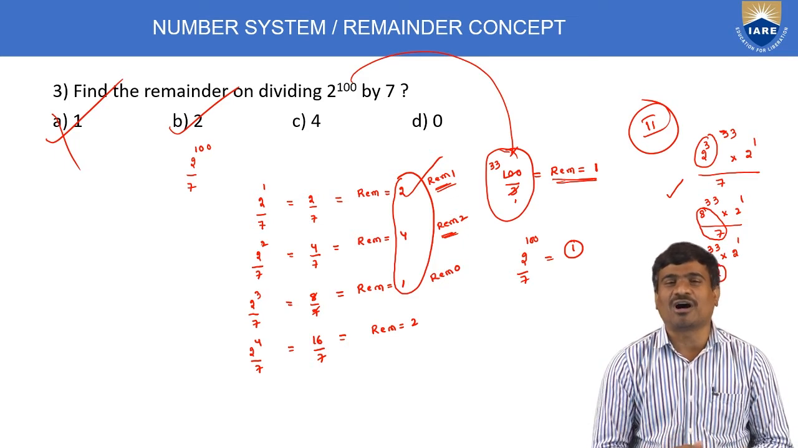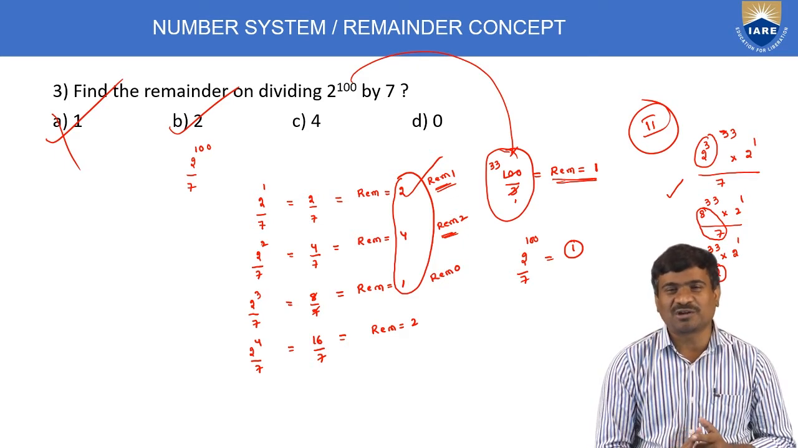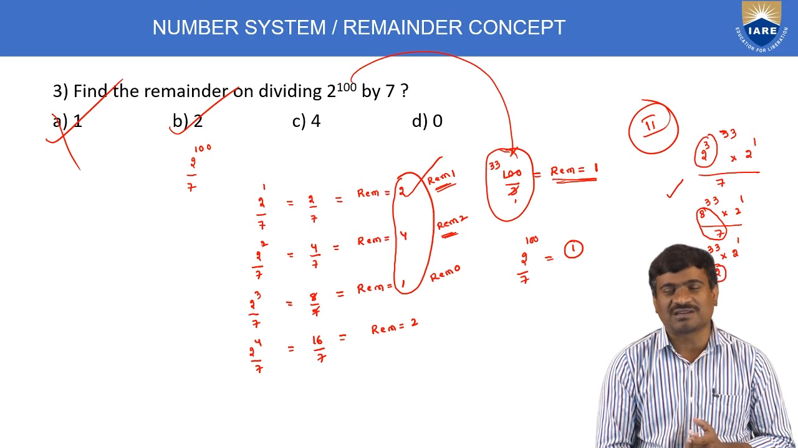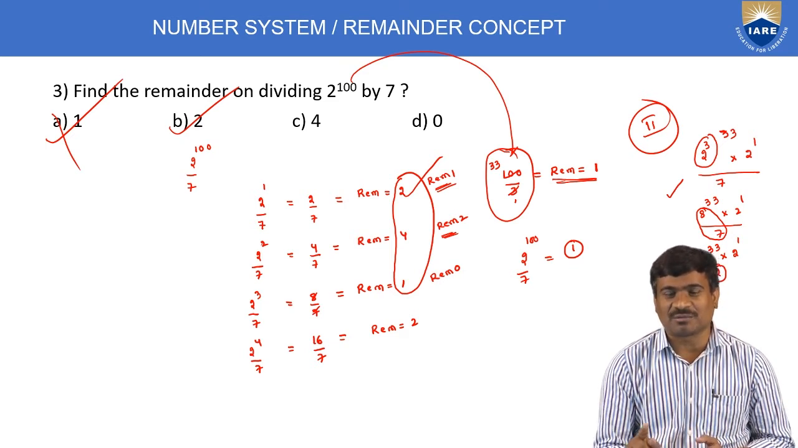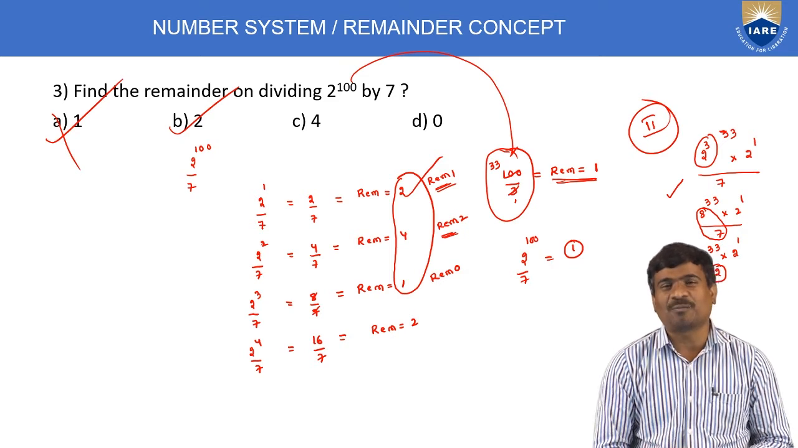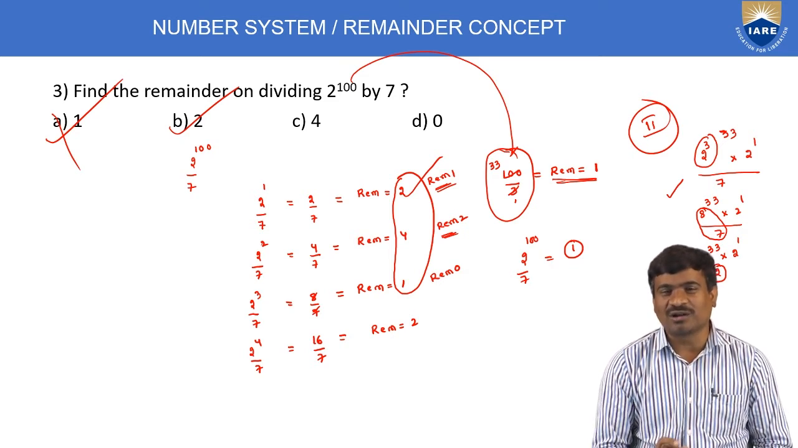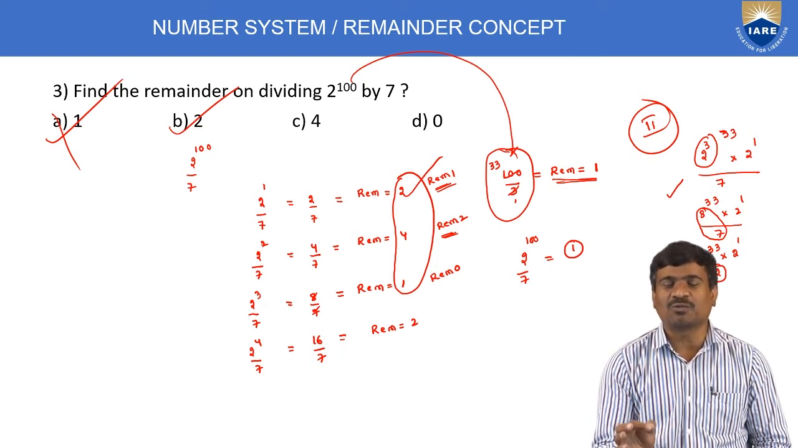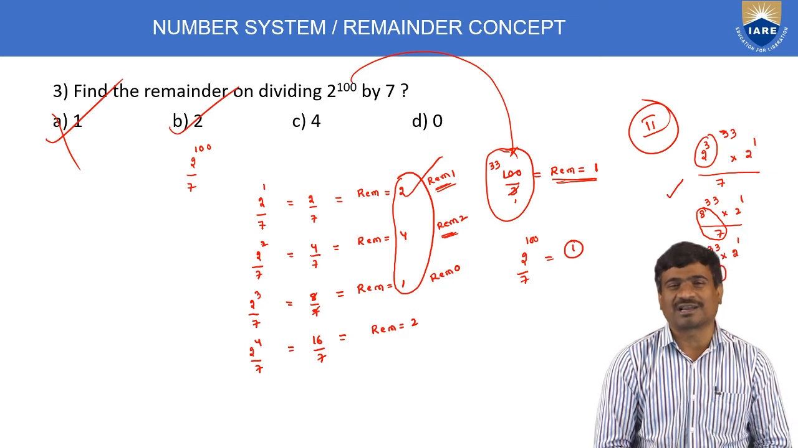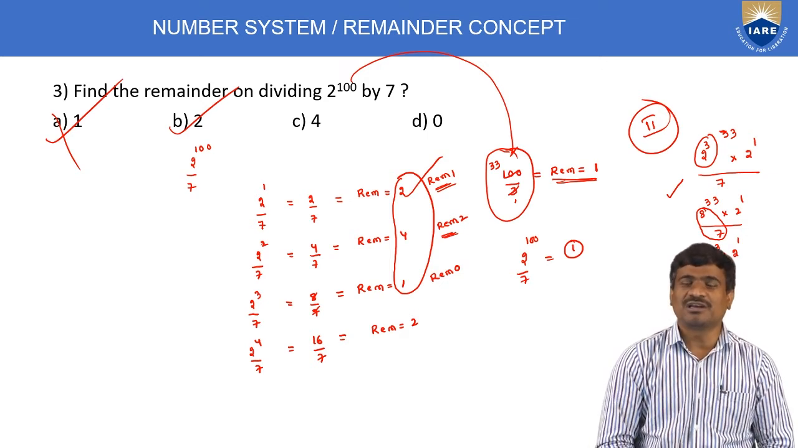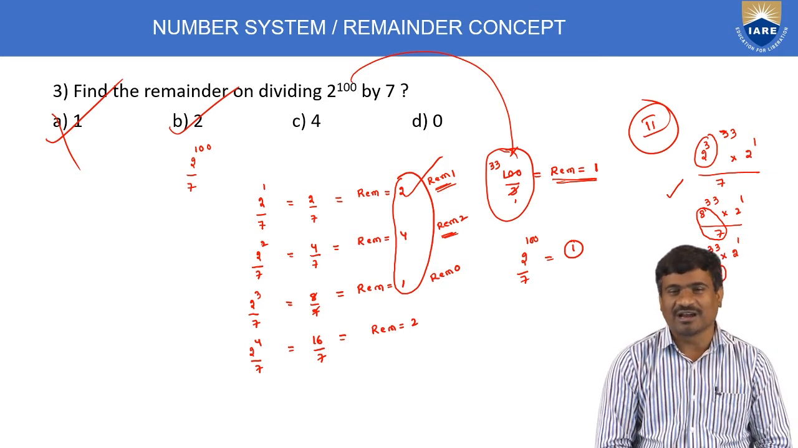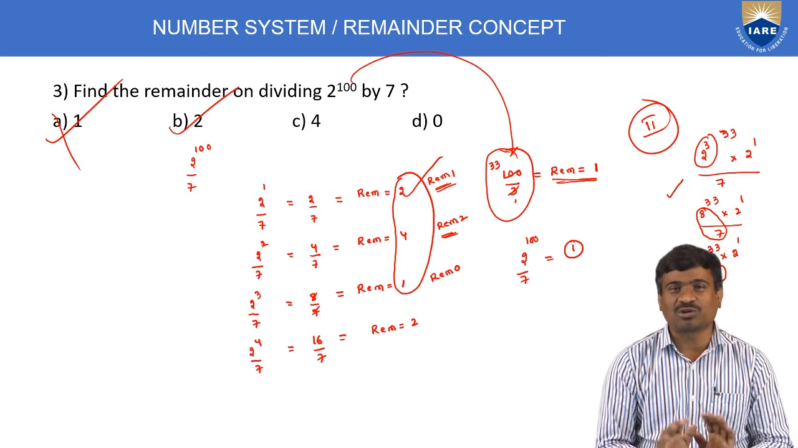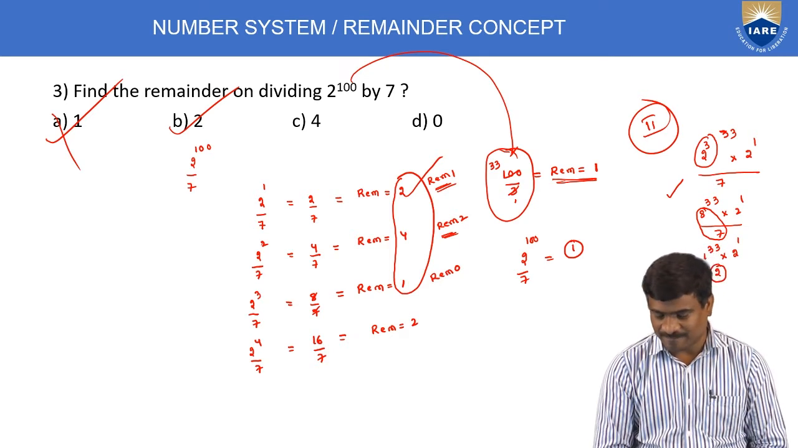Next, apply the operator. 8 to the power of 33 by 7, remainder 1. 2 to the power of 1 divided by 7, remainder 2. Apply the operator multiplication: 1 into 2 is 2. Therefore, 2 to the power of 100 divided by 7, remainder is 2. Option B only is correct. This is the remainder concept procedure. Either the first method or the second method, both are correct. Okay, right.